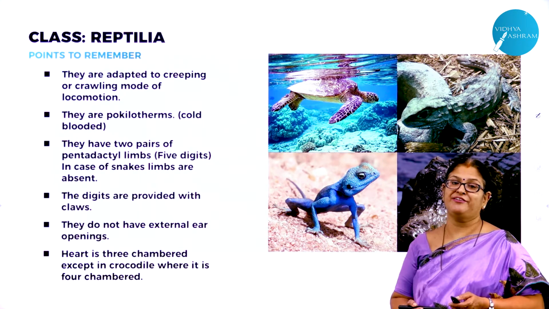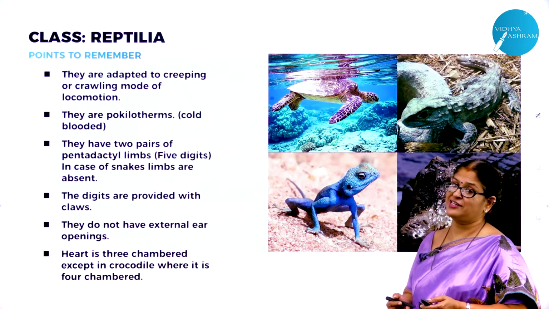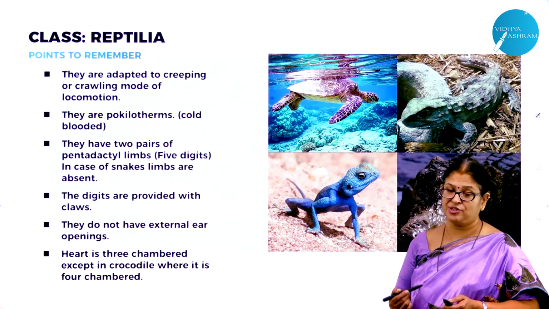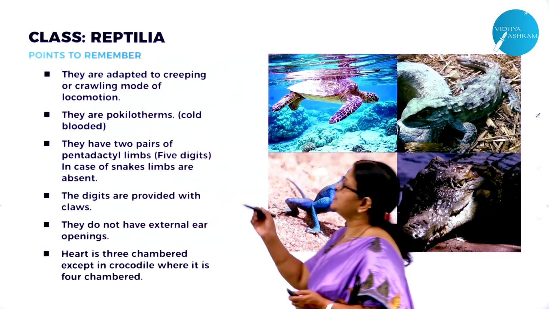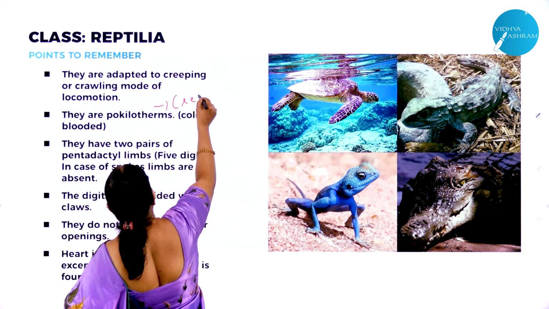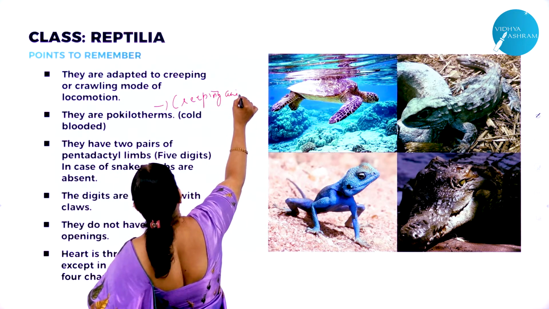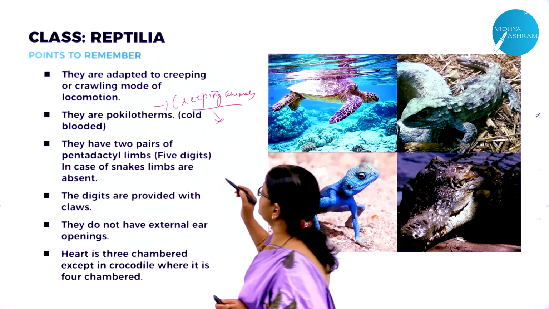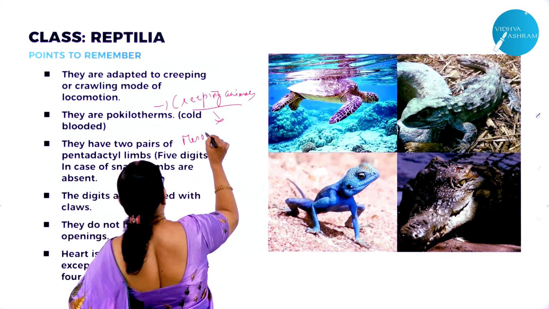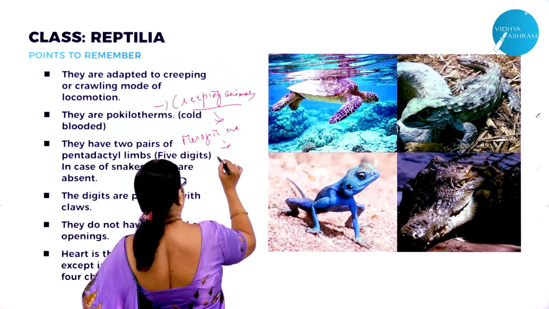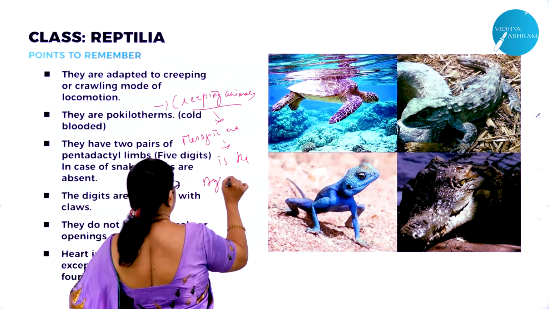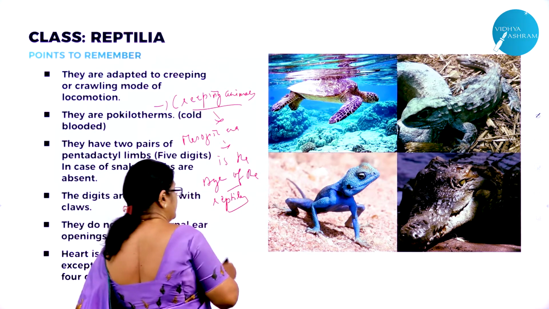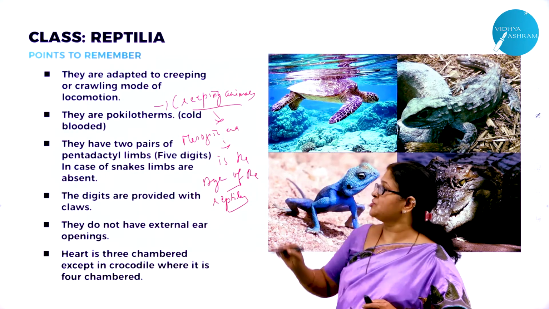Moving on to the next very interesting class, that is class Reptilia. Just like how we call amphibians the animals which lead double life or dual life, the reptilians are nothing but the creeping animals. They are creeping animals, right? And these were more dominant in Mesozoic era. So, Mesozoic era is the age of the reptiles. That means they were more dominant in the Mesozoic era.